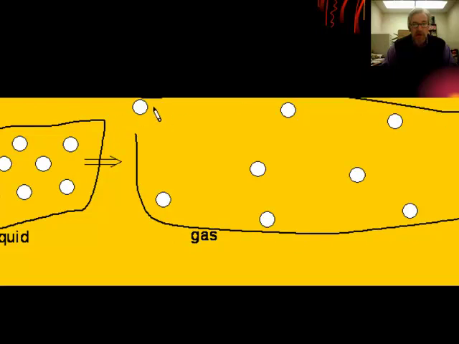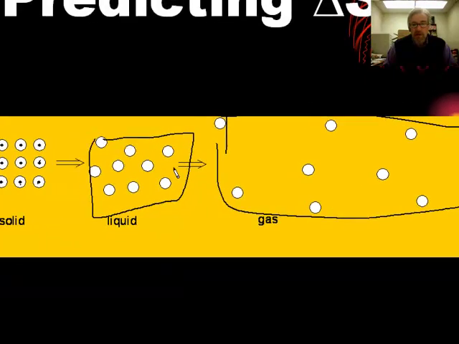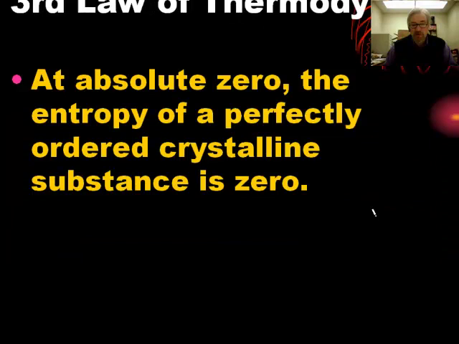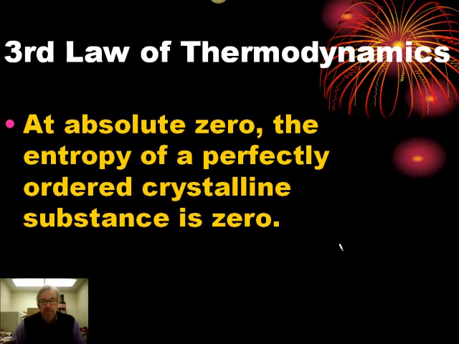So the particles are least randomly distributed with a solid, so that is the lowest entropy. And with a gas, it's the highest entropy because they are the most randomly distributed that the particles could possibly be. So what do we do if we don't have change in volume, change in number of moles of gas, for example, or change in temperature? Well, the third law of thermodynamics helps us with this. Third law of thermodynamics is really kind of a definition.